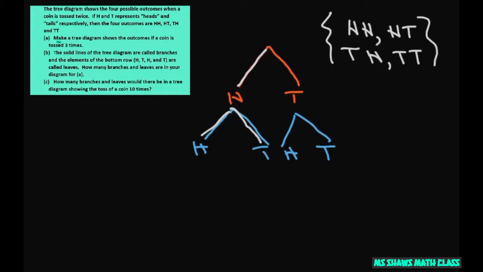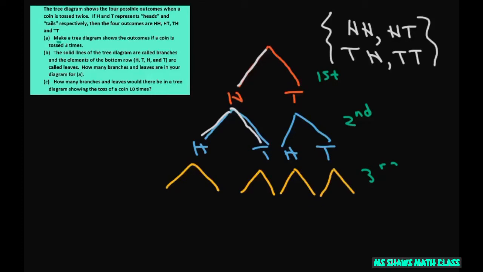So since we already have this part, this is the first toss. This one's the second. And now let's do the third. I might need to move that over. So let's do that. So this is going to be make your branches. And we're going to have heads, tails, heads, tails, heads, tails, heads, tails. And this would be your third way.